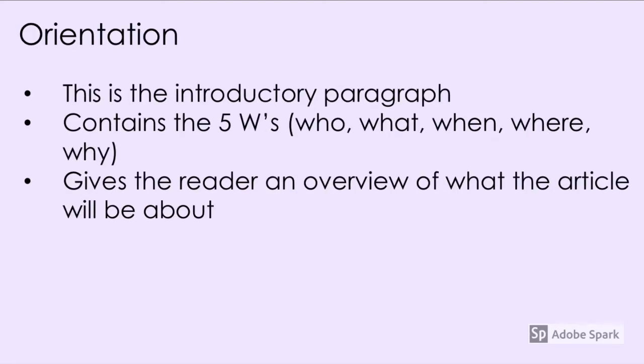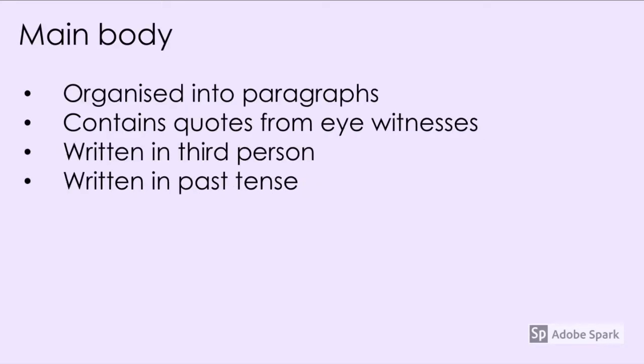The orientation is like the introduction to the article, so it contains all of the key information and gives the reader an overview of what the article will be about. The main body of the article would be organised into paragraphs, and this would contain quotes from eyewitnesses. Now these quotes can be written using direct speech, with inverted commas, or indirect speech as well. It's also written in third person and past tense.